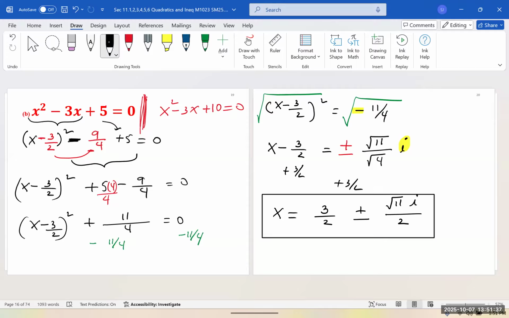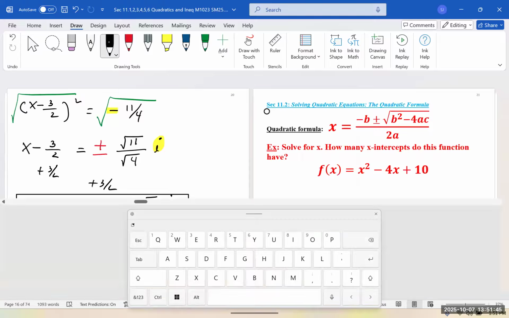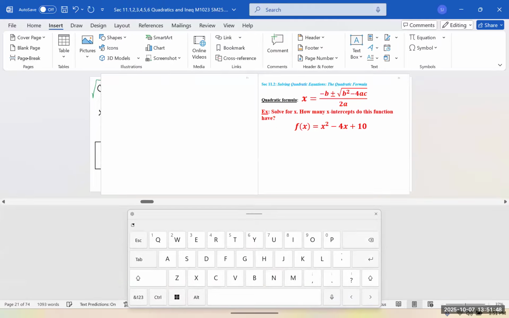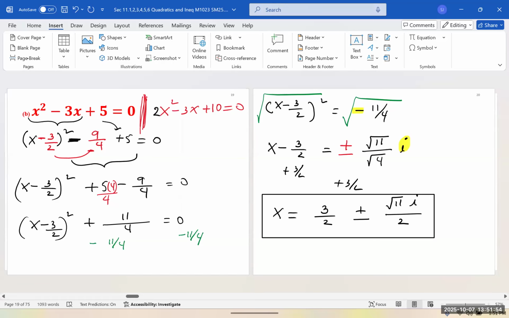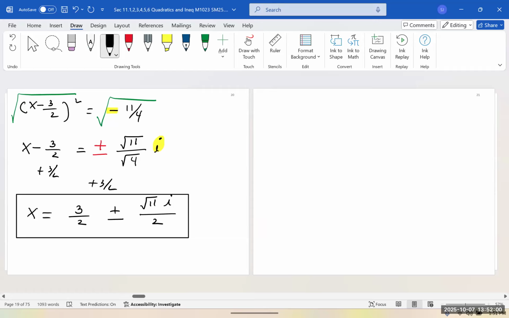Now let me show you one more. Let's say we have 2 here, okay? So what if we have a coefficient? 2x squared minus 3x plus 10 equals 0. What if we have a coefficient? Well, no problem. We already know what to do. Even though it's not divisible by 2, we have to divide everything by 2.